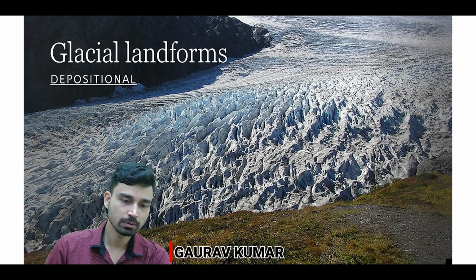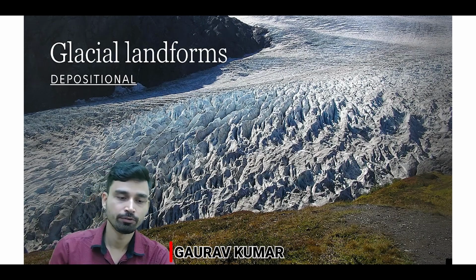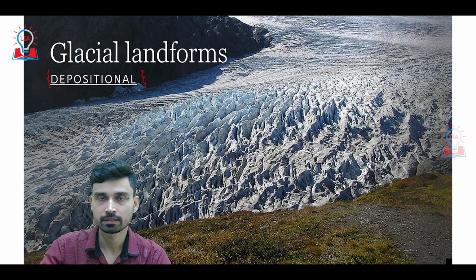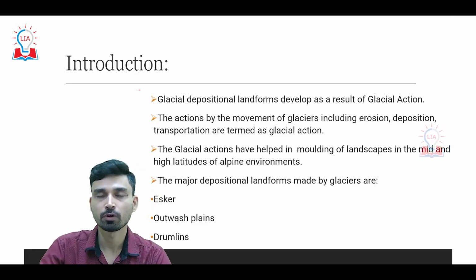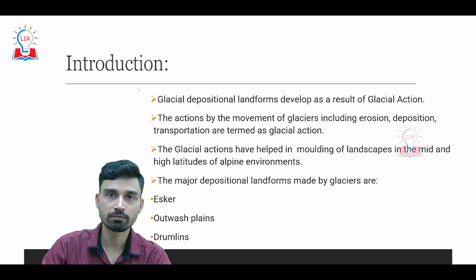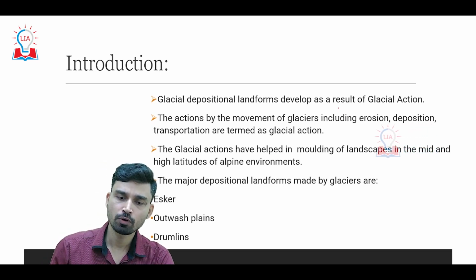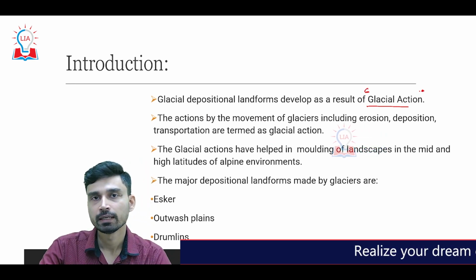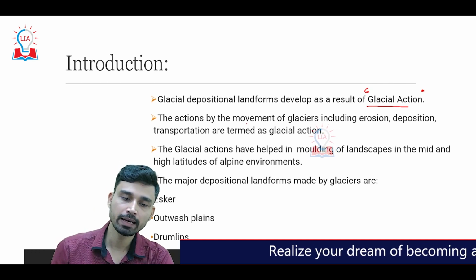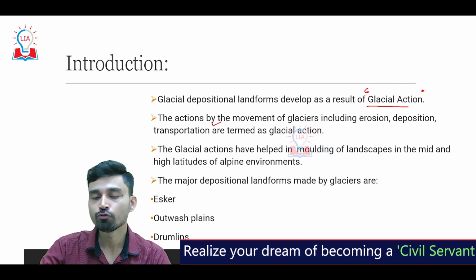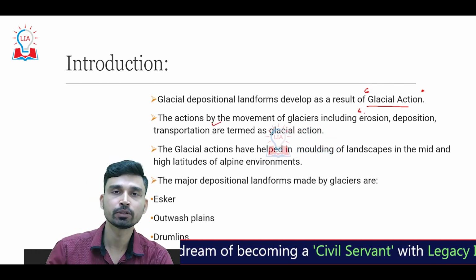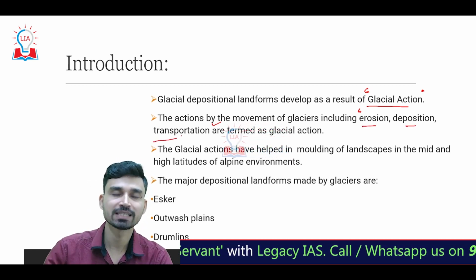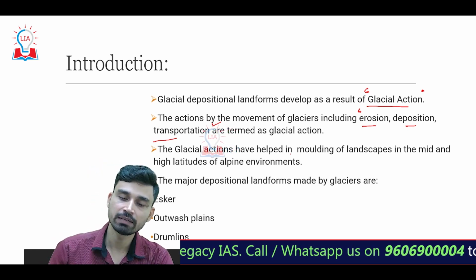Today we are going to discuss glacial landforms, where we will talk about depositional landforms created due to the movement of glaciers. So let us first understand how all these depositional landforms develop due to glacial movement. They develop as a result of something we can call glacial action. Glacial action, in simple words, can be defined as the action by the movement of glaciers that includes various phenomena such as erosion, deposition, as well as transportation, and collectively this is what we refer to as glacial action.